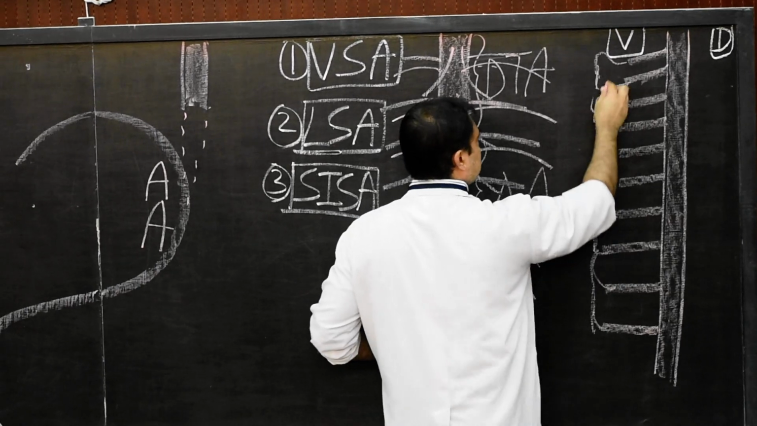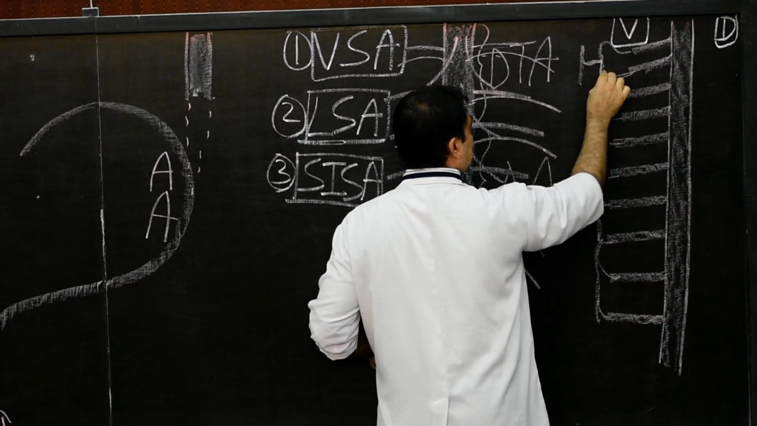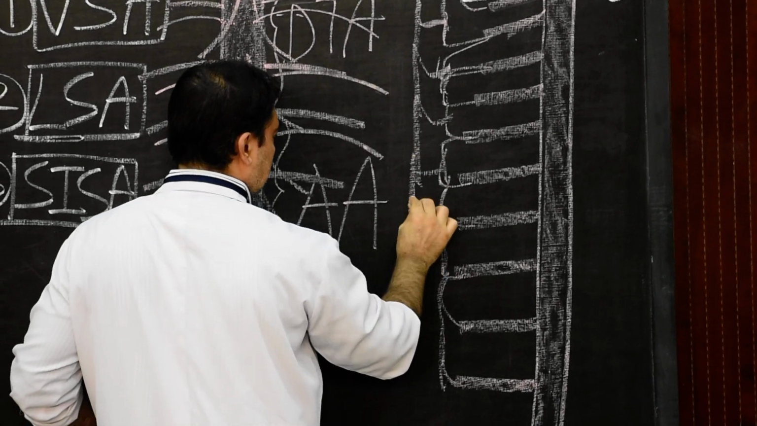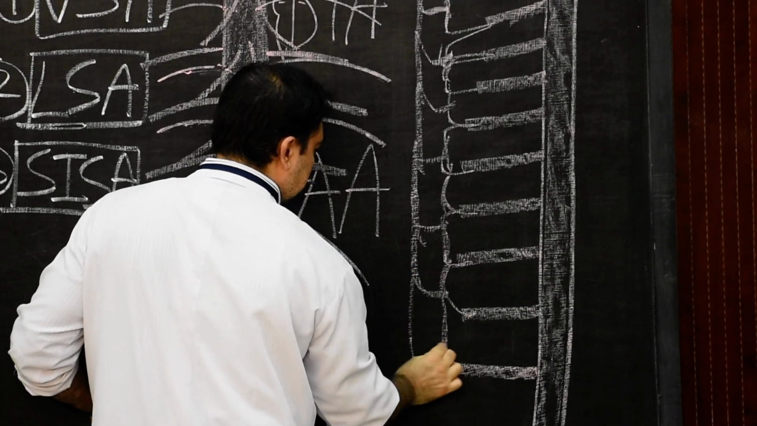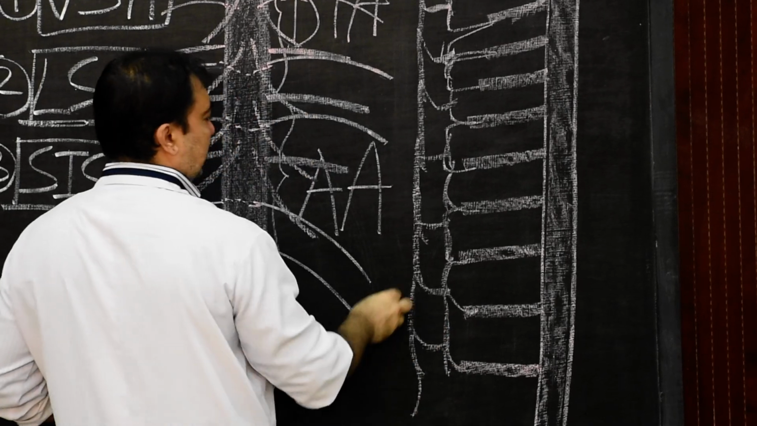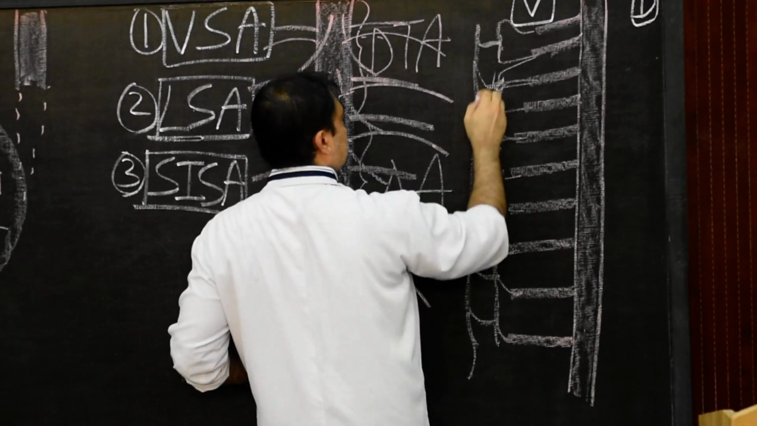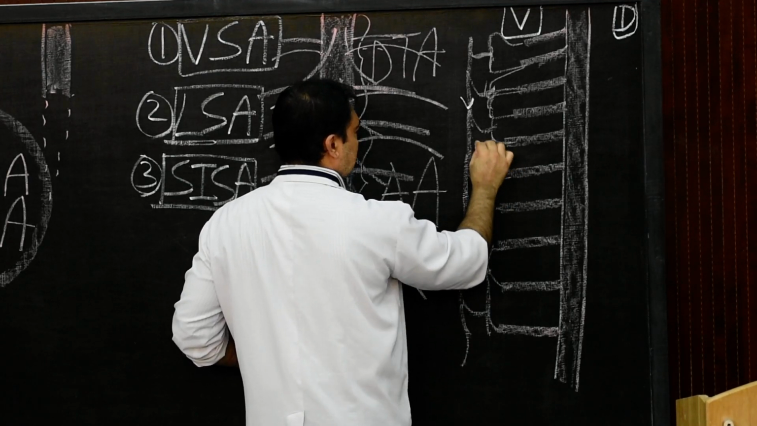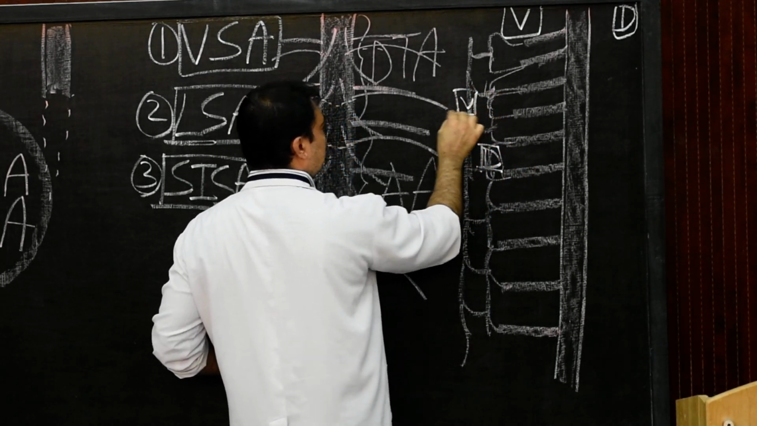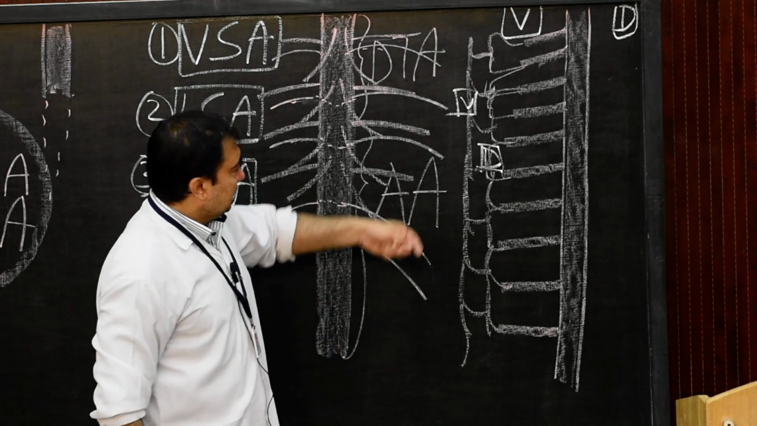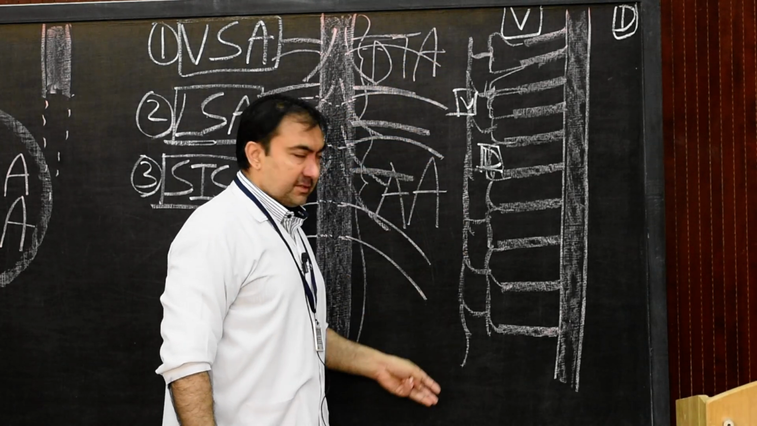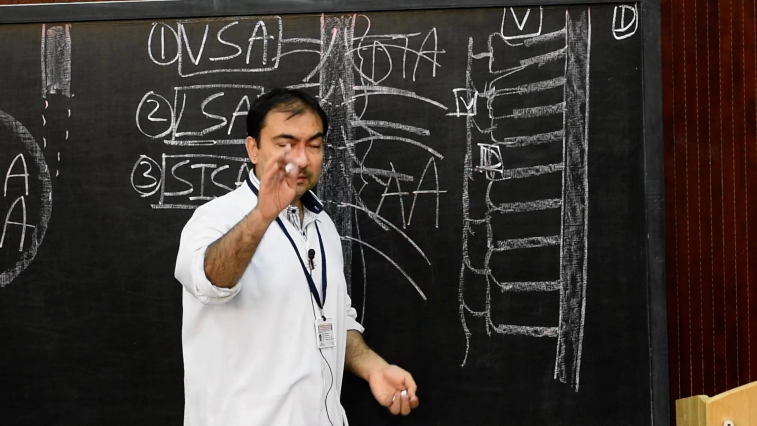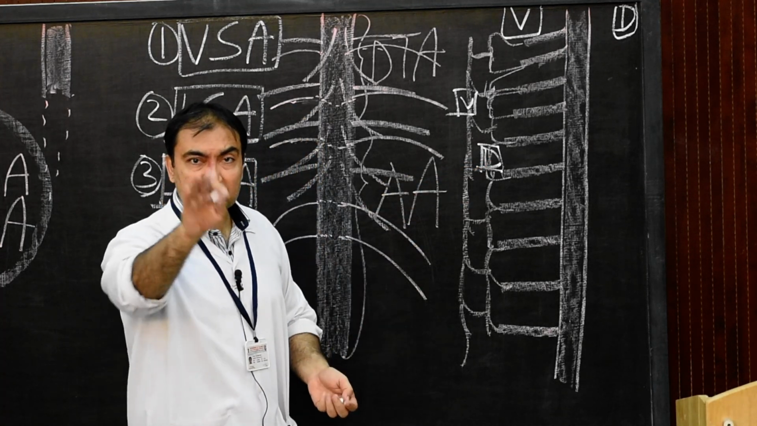So if this is dorsal, then another plane will be there which will be ventral. So this is the ventral plane. Here I can write ventral, and here I can mention dorsal. So this is the dorsal, this is the ventral plane. Now it is longitudinal anastomosis in the ventral plane and in the dorsal plane. Some of these anastomoses will disappear, some will remain.